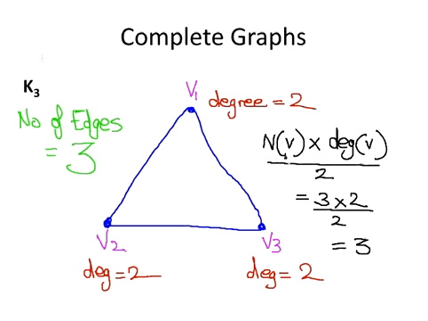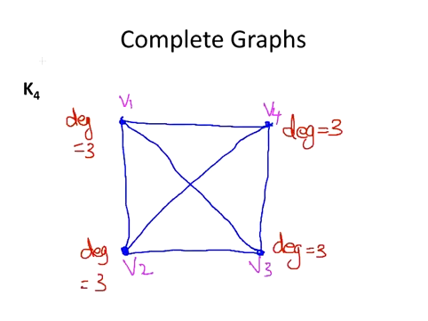Now you may ask, why are we dividing by 2? It's essentially because otherwise we count each edge twice. So it's to stop that.